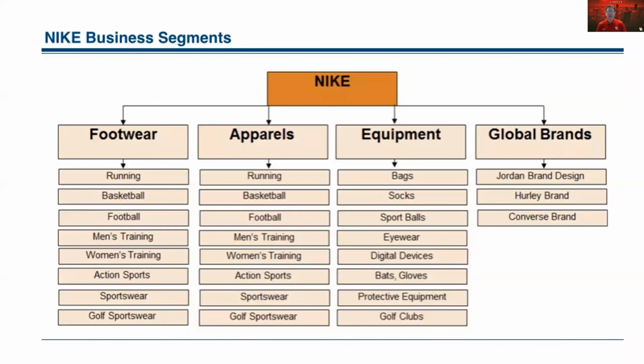And if you think about Nike from a business segments perspective, each one of these business segments to some extent translates to a customer segment. You can see they have footwear, apparel, equipment, and global brands. A lot of you are probably surprised that Nike actually owns Converse. Some of you may have already known that. Then for footwear, there's running, basketball, football, training, action sports, etc. Each one of those is a separate and distinct offer that it needs to make.